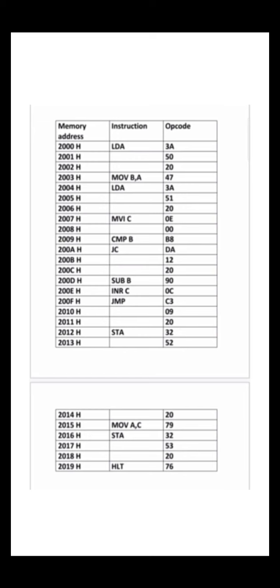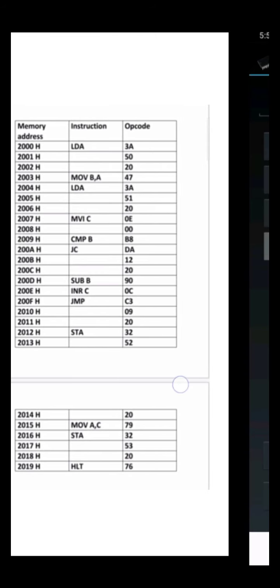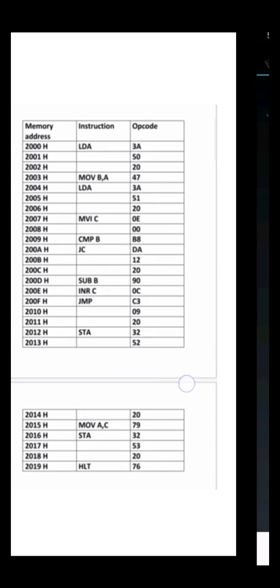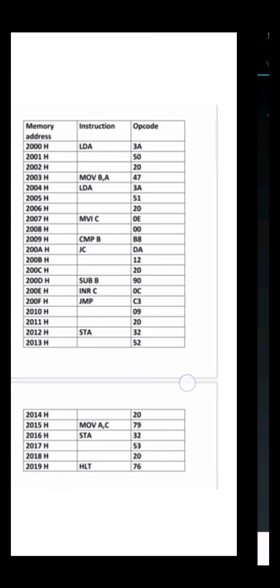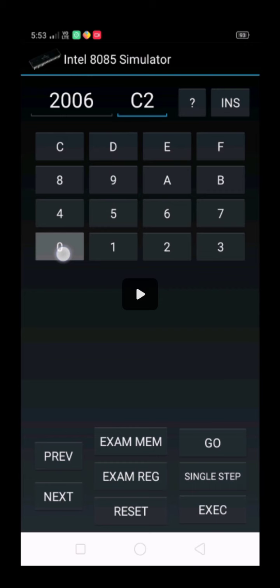The next instruction is STA, store accumulator on memory location 2053. It means that the content of the accumulator is stored on memory location 2053. Then the next instruction is HLT. The HLT instruction is used for ending the program. Its opcode is 76. This is the whole program for the 8-bit division. Now we do this program on the 8085 simulator.